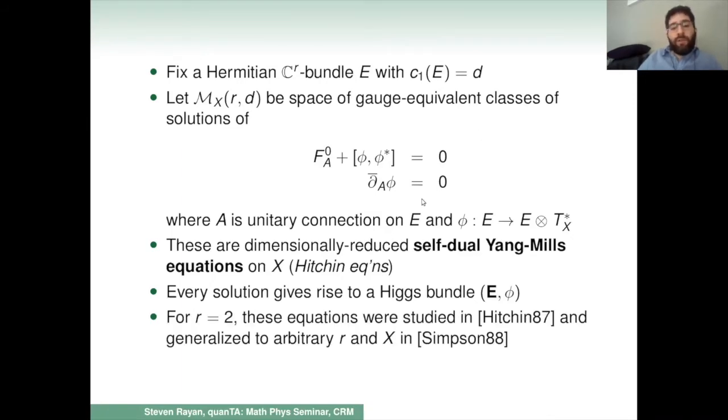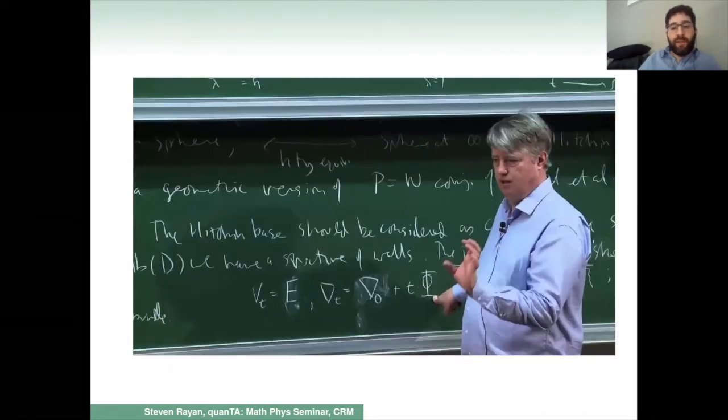For r equal to 2, these equations were studied by Hitchin, and then they were generalized to more general R and even more general types of complex manifolds by Simpson. So here's an action shot of Carlos Simpson, and he seems to be pointing to exactly a Higgs field. Okay, so that's a very relevant image.